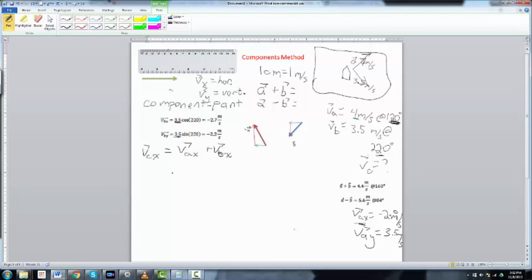So that means I have VAX is negative 2 meters per second plus negative 2.7 meters per second, and that gives me a whopping negative 4.7 meters per second. Now, that is in the x direction, so that's pointing all west. If I wanted to find my new component in the y direction, that would be VAY plus VBY.